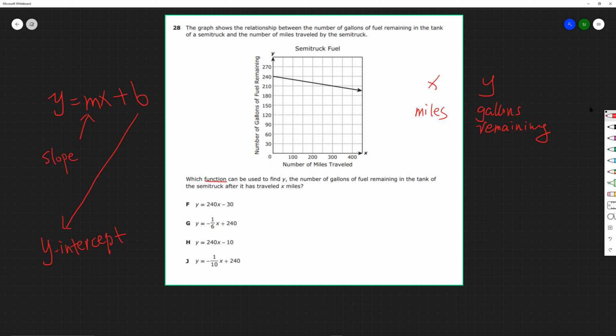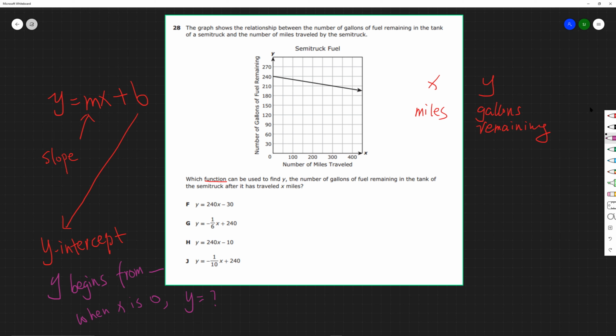Now, what does that mean? What do slope and y-intercept mean in this graph? So let's start with y-intercept. Y-intercept means where y begins from, what value. Or when x is 0, what is y, right? So that's the meaning of y-intercept.